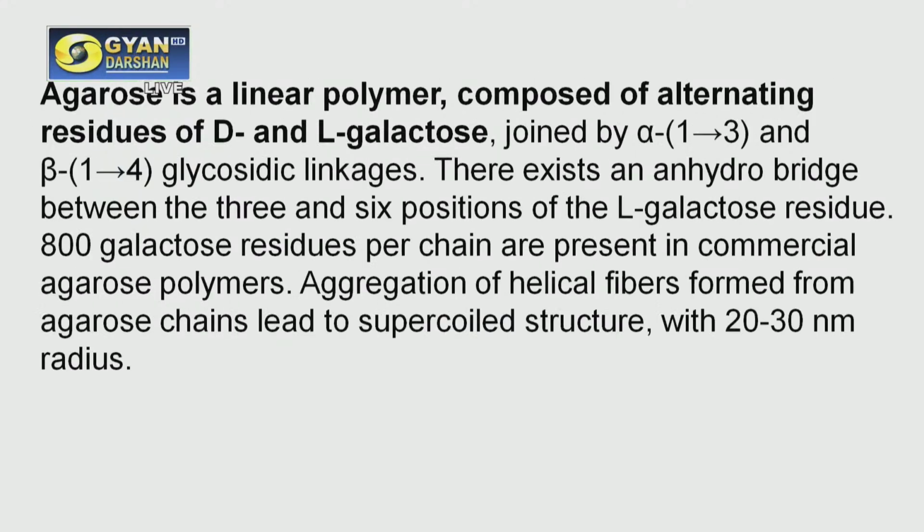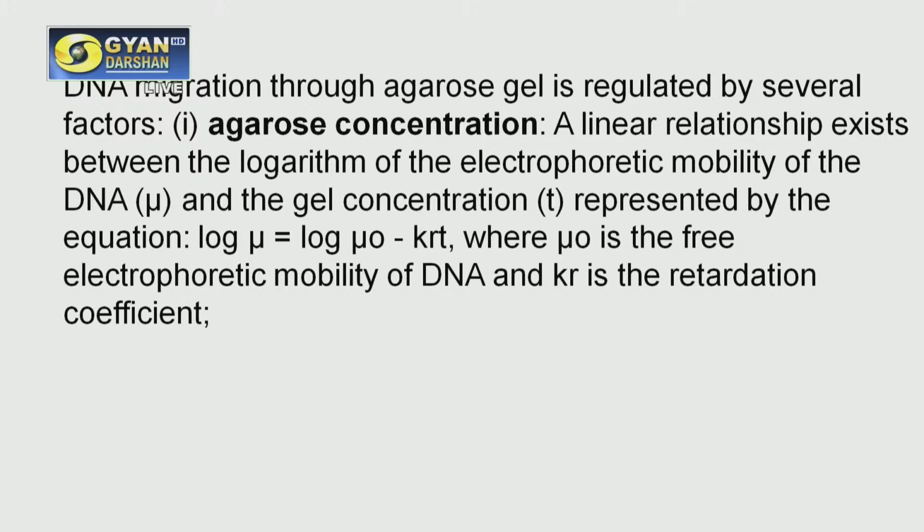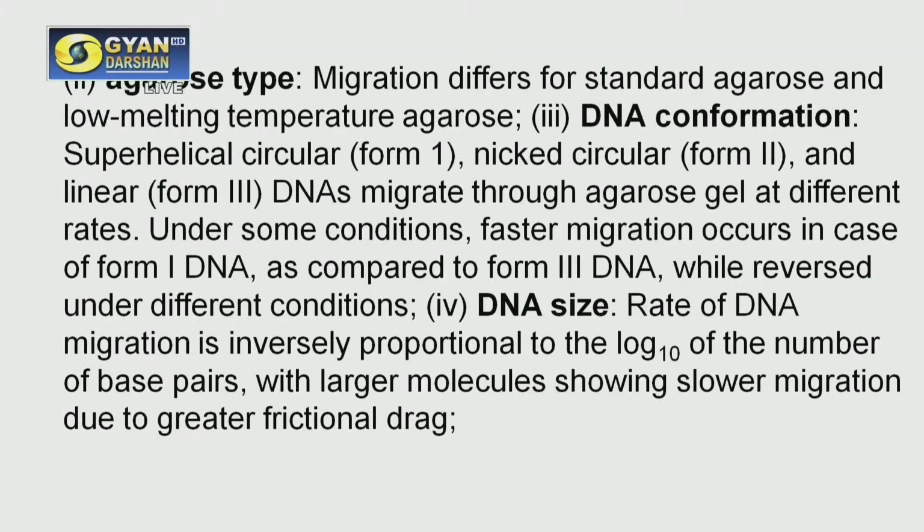Now what is agarose? Agarose is a linear polymer composed of alternating residues of D and L galactose joined by alpha-1,3 and beta-1,4 glycosidic linkage. And aggregation of helical fibers formed from agarose chain leads to a supercoiled structure with 20 to 30 nanometer radius. So migration depends on, number one, agarose concentration, agarose type, DNA conformation.